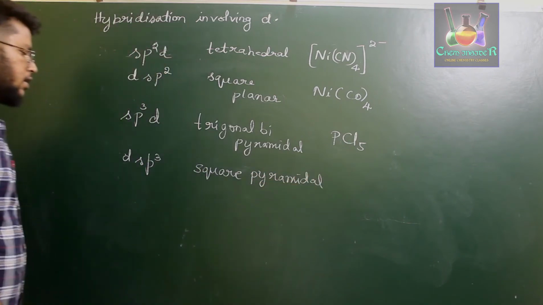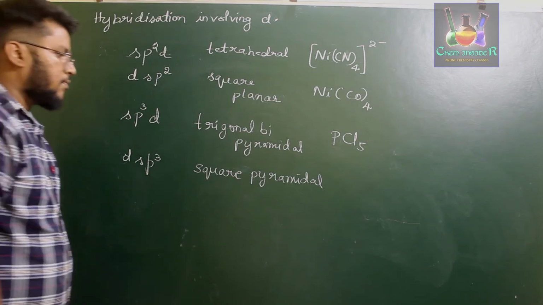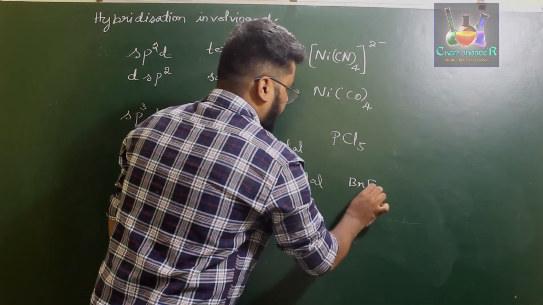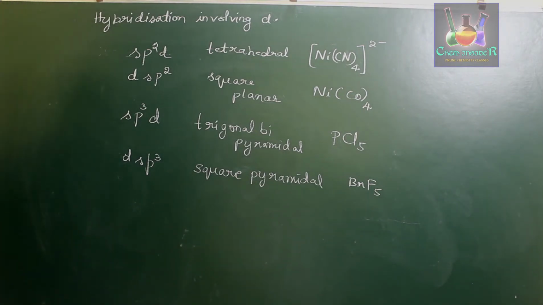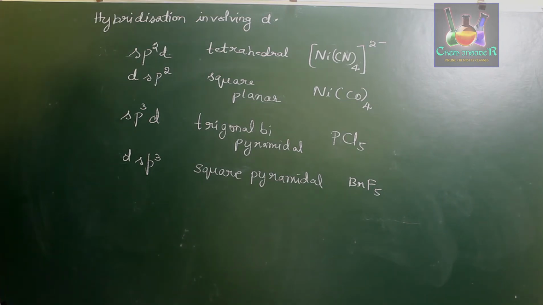It undergoes dsp3 hybridization to form square pyramidal geometry. For example, we can consider BrF5. An example for square pyramidal geometry is bromine pentafluoride. So this is an example for dsp3 hybridization.